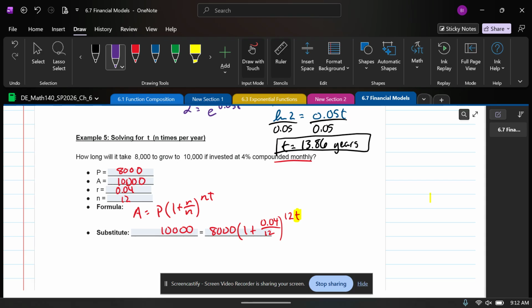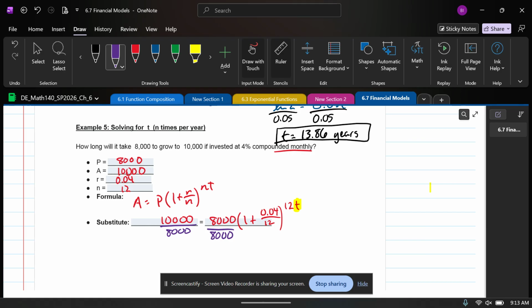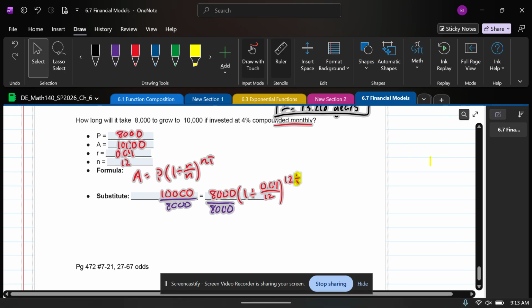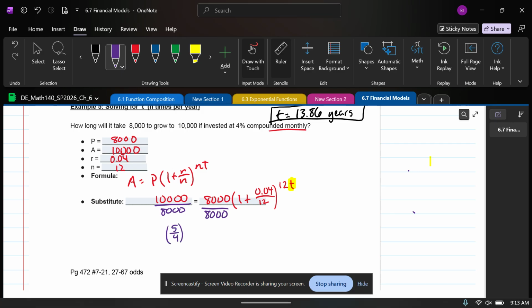So what's our first move to solve this equation? t is in the exponential. So the exponential is this parentheses stuff. So I want to get that parentheses stuff by itself first. I've got to get rid of this 8,000. So how do I get rid of that 8,000? Divide it. So that's just going to be, what, 5 over 4 is what that'll reduce to. Or 1.25, whichever way you want to put it there.